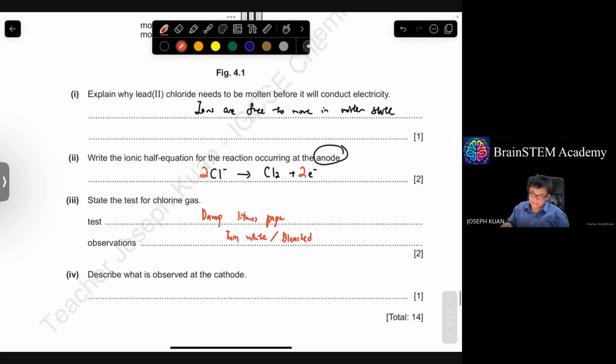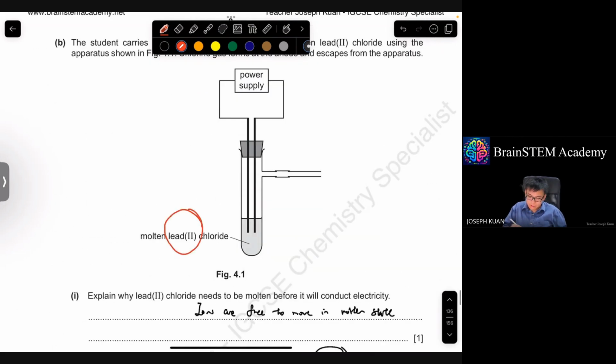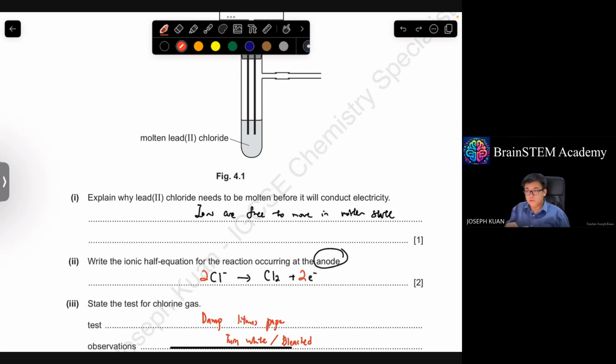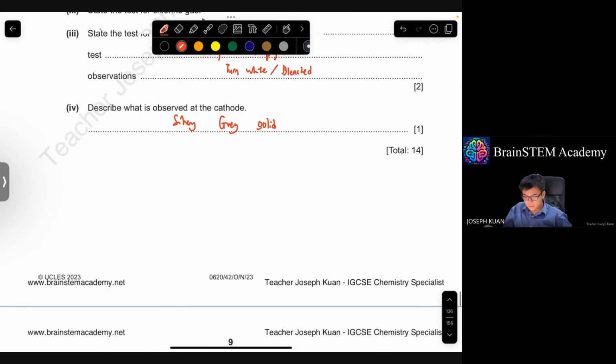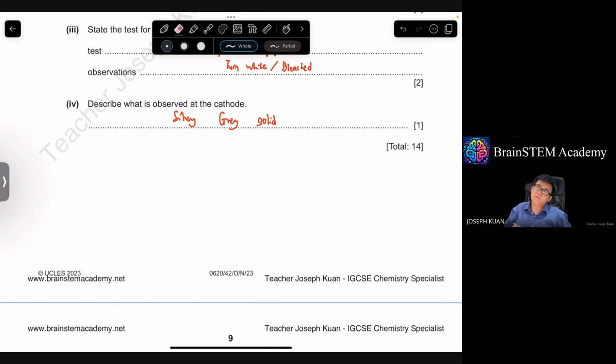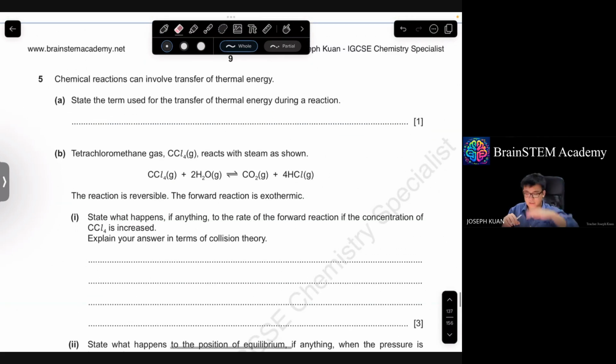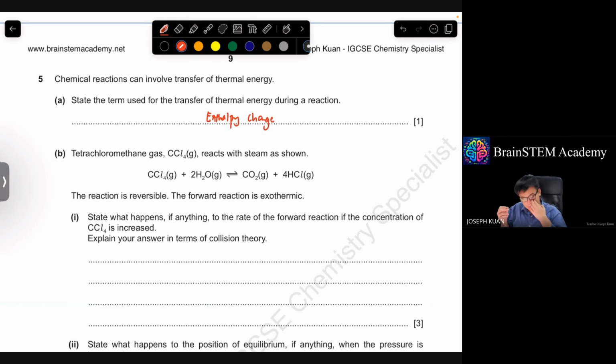Describe what is observed at the cathode. We know that lead-2 will get discharged at the cathode, will get reduced at the cathode, so you will form gray solid, silvery gray solid. Right? Is it silvery gray? Gray? I think silvery a little bit is not really accurate. Gray solid. Okay, next, chemical reactions can involve transfer of thermal energy. State the term used for the transfer of thermal energy during a reaction. Enthalpy change is the transfer of thermal energy during a reaction.